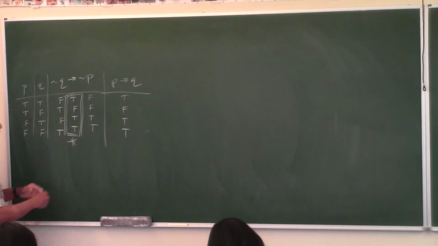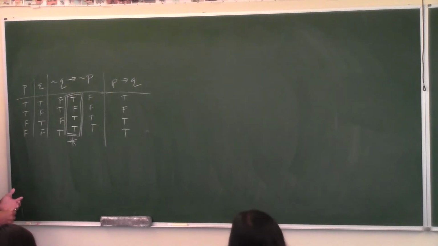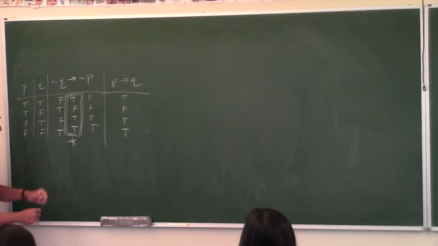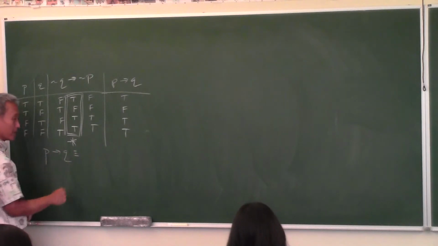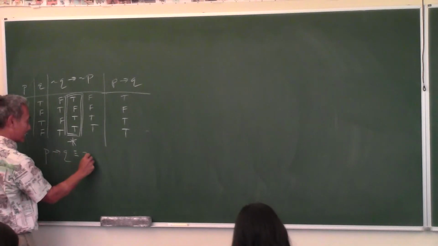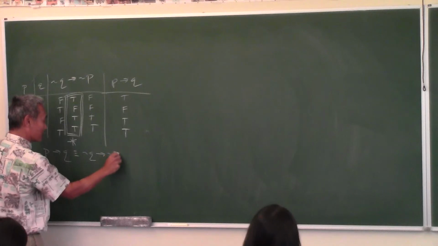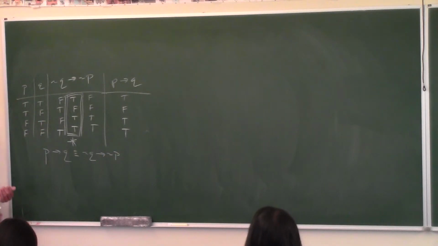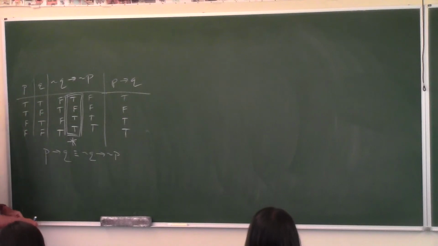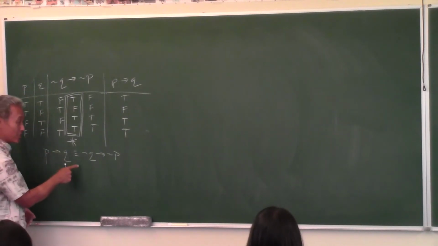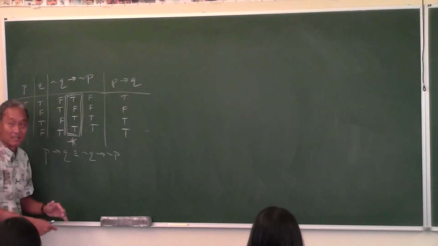If two statements have exactly the same truth table, then what? They are logically equivalent. So what did you just learn from this problem? P implies Q is logically equivalent to not Q implies not P. If a teacher could only teach you one thing in logic before you go out into the world, this would be it right here. Any conditional statement is logically equivalent to its contrapositive.